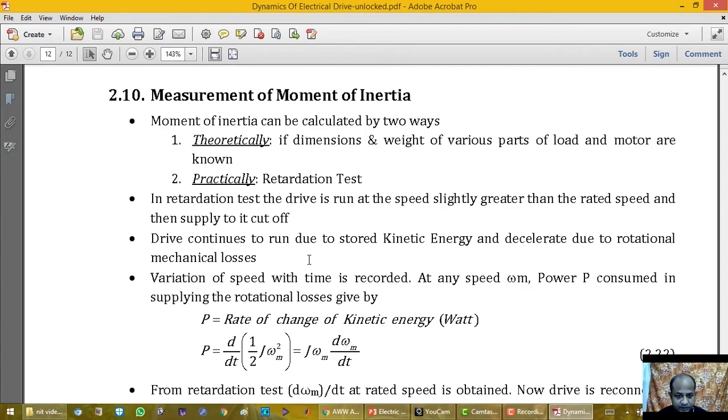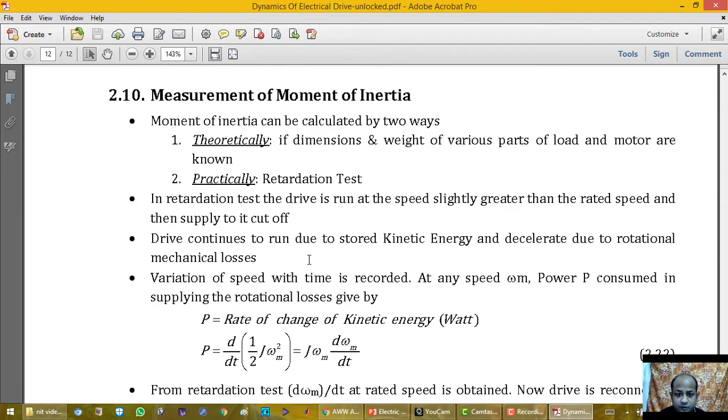So suppose at any speed omega m, the power P consumed is, what is the power at any speed? That is the stored kinetic energy which is supplying the losses, because we know from the conservation of energy that energy cannot be created nor destroyed.